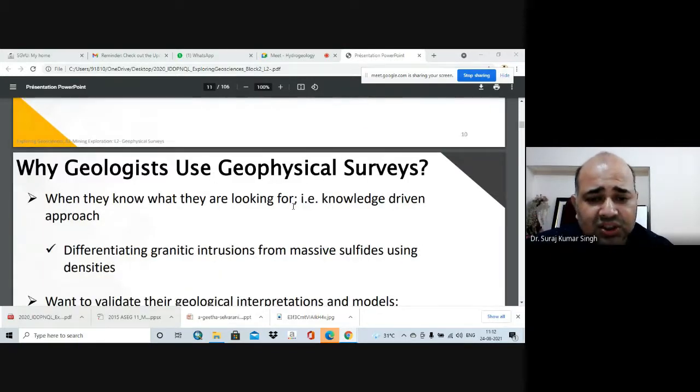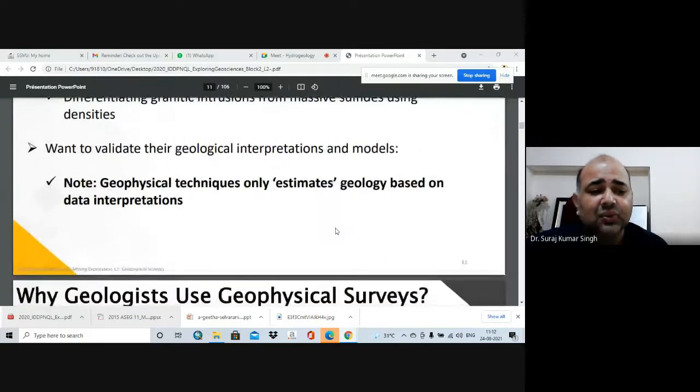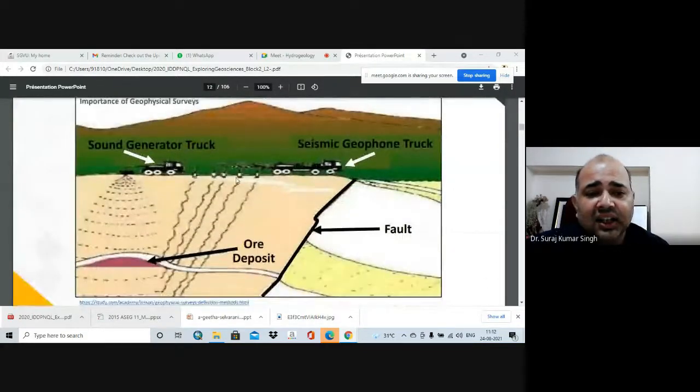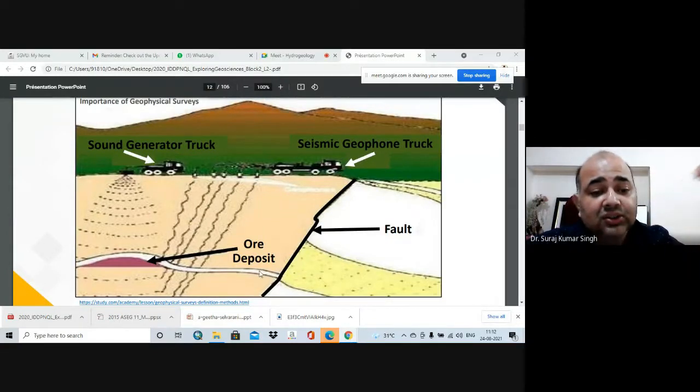So why do geologists again use geophysical survey? When they know what they are looking for, it is a knowledge-driven approach, differentiating granitic intrusions from massive sulfides using densities, and you have to identify these different kinds of observations. If there are faults or ore deposits beneath the ground, while we are on top of the surface, you need some instrumentation and scientific methods to identify these resources on the basis of the surface anomalies that you are finding on the ground.